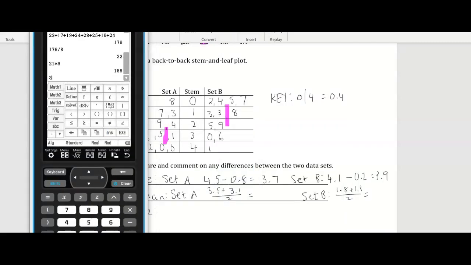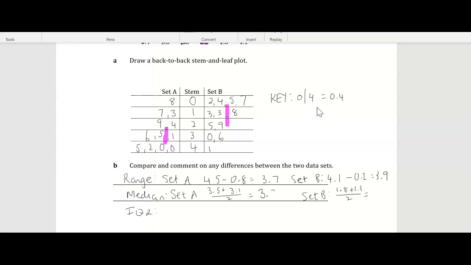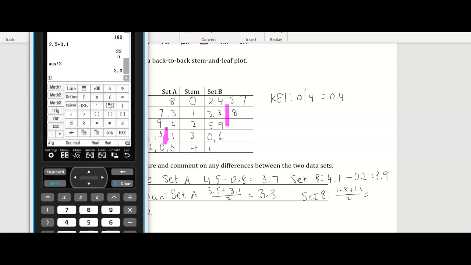So 3.5 plus 3.1 divide by 2 gives us the halfway point, and I might just put that in decimal. So 3.3. And then set B, add them together and divide by 2, so we get 1.55.